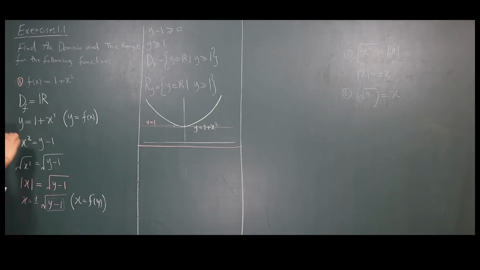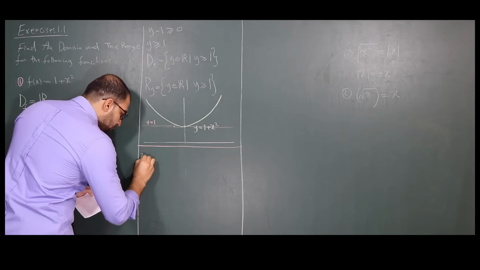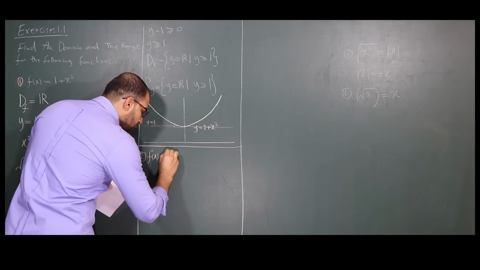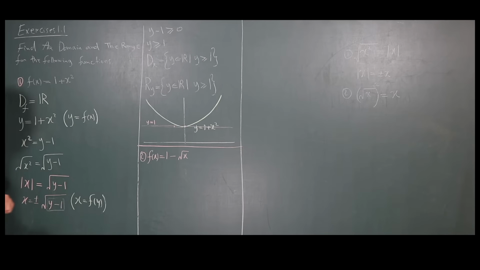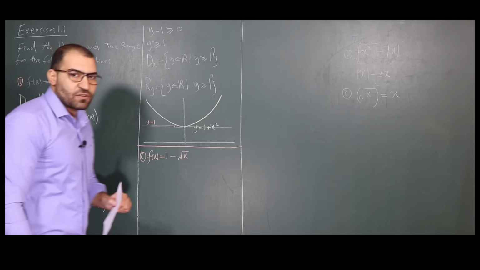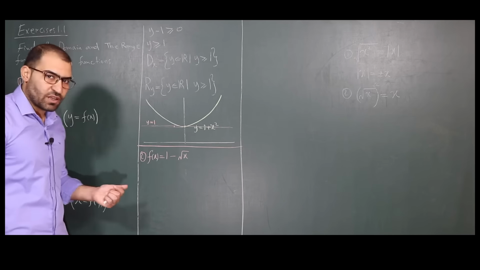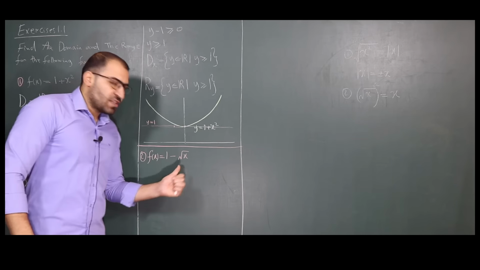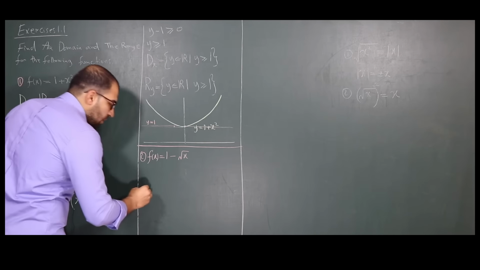I'm gonna write it with another color. I hope it will be clear. 2, f of x equal to 1 minus the square root of x. First, I'm going to classify the function and put it in its class that we studied in the last 3 lectures. I can tell now that this function is a square root function. So to find the domain of this function, the problem is very easy.